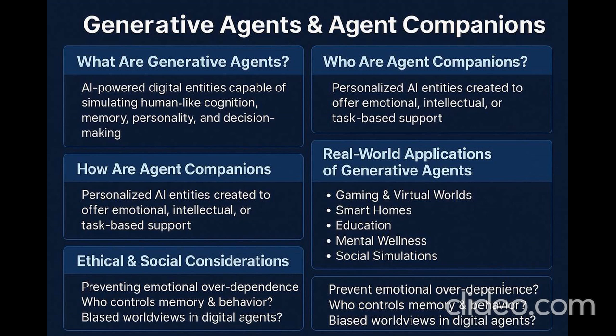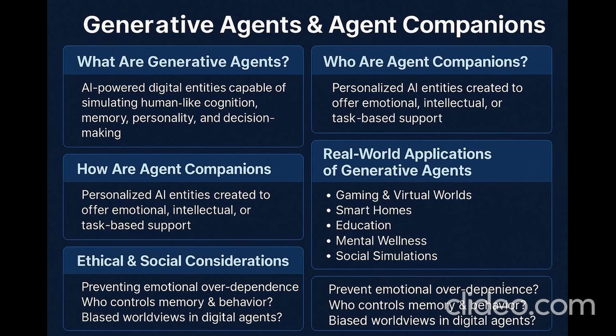Who are agent companions? Agent companions go a step further. These are personalized AI companions created to offer emotional, intellectual, or task-based support. From virtual mental health assistants to AI-powered study buddies and storytelling partners, these agents are designed for connection. Some examples include Replika, an AI friend with emotional memory; Character.ai, chat with fictional or historical personas; Pi.ai, a calm conversational assistant; and virtual NPCs in AI-driven games with evolving backstories.